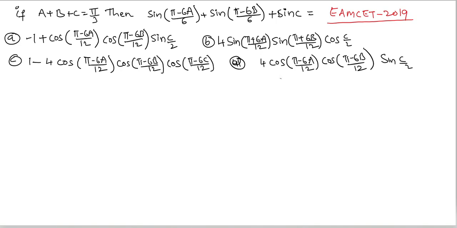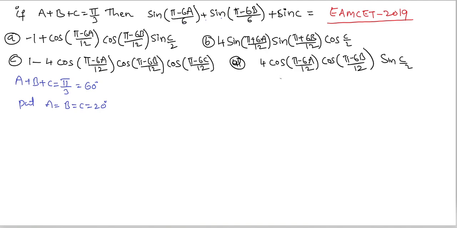If a plus b plus c is equal to pi by 3, then sine of (pi minus 6a) by 6 plus sine of (pi minus 6b) by 6 plus sine c is, MSET 2019 question. Here it is given a plus b plus c is equal to pi by 3. That means 60 degrees. Put a is equal to b is equal to c is equal to 20 degrees.